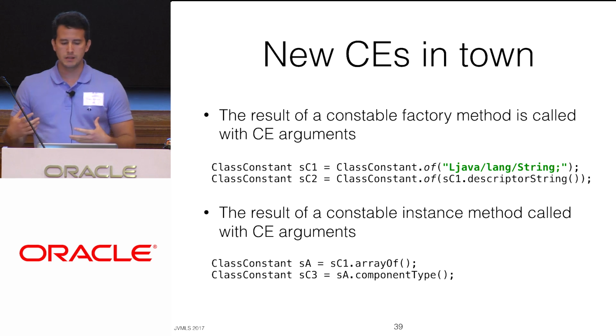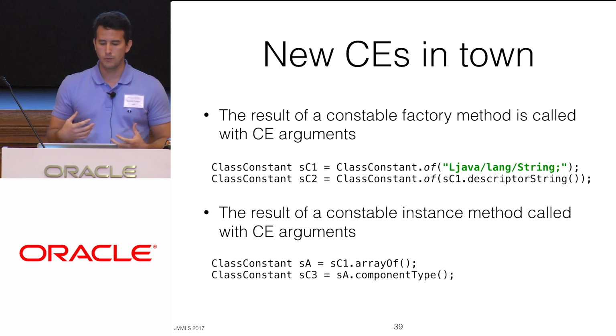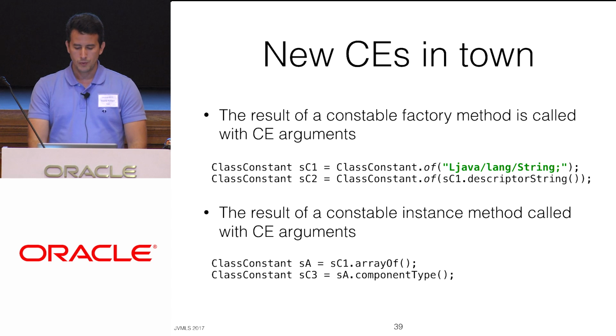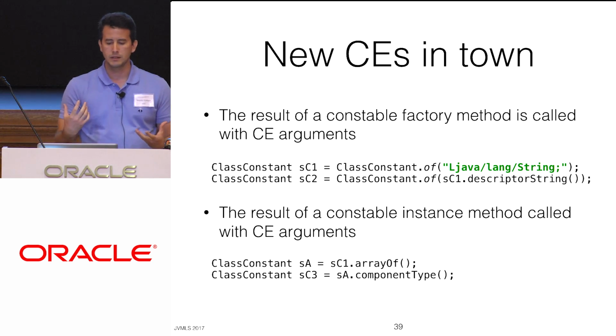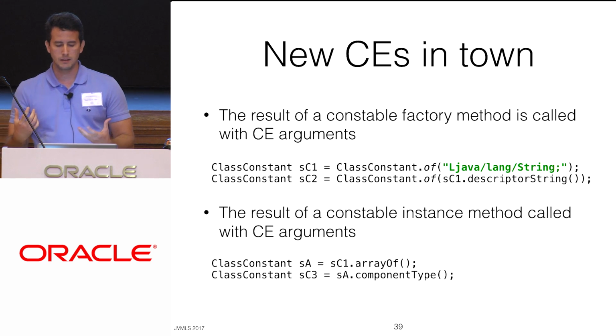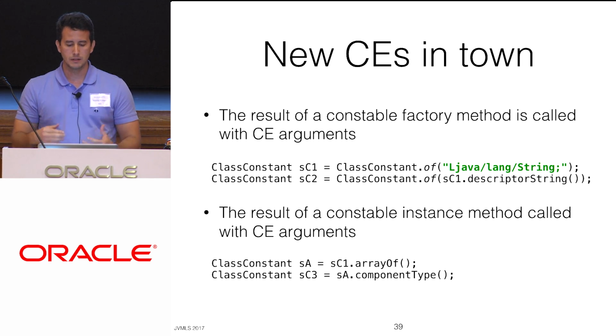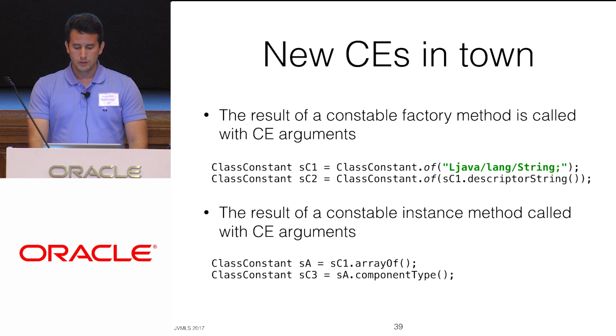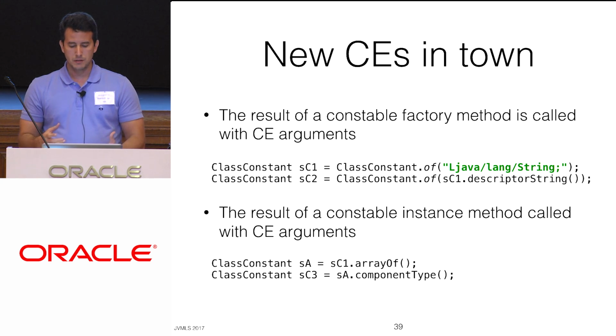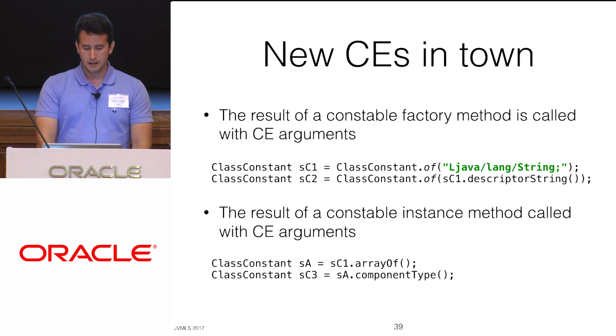So for example, if we want to create a class constant, we have this construction where you can define a class constant of, which is the factory, and there is the descriptor, and the result is a class constant, and the compiler will track that class constant, and we check all the uses you make of it. There are also other constant expressions that we consider, and are instance methods.